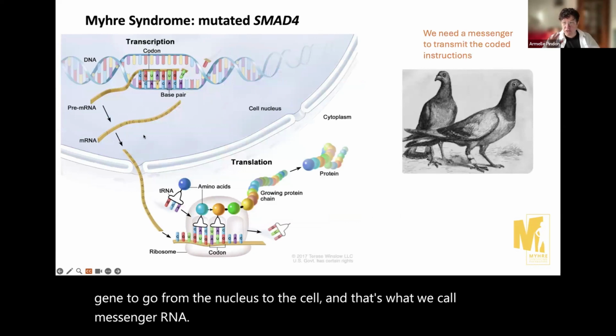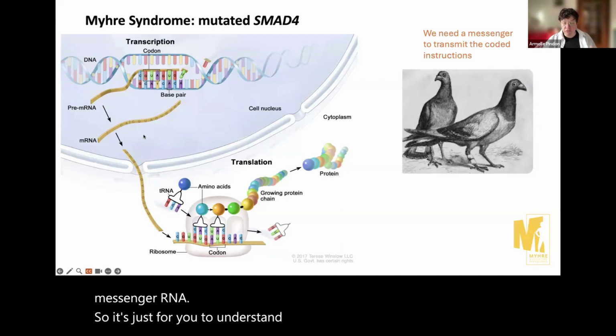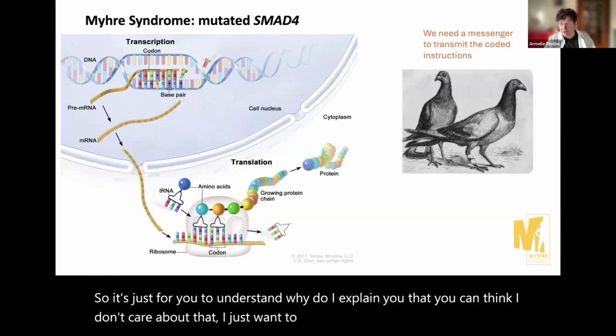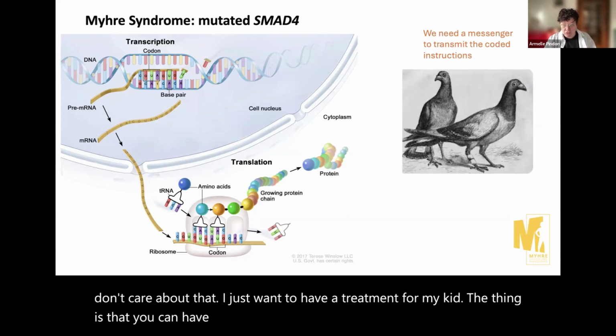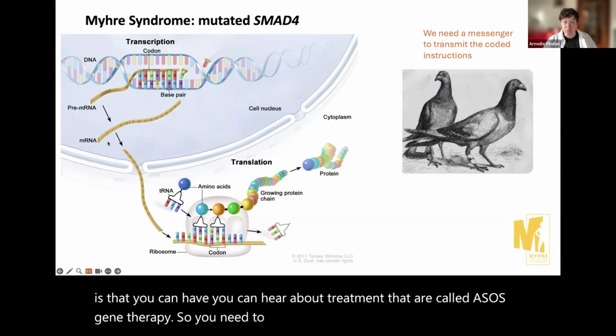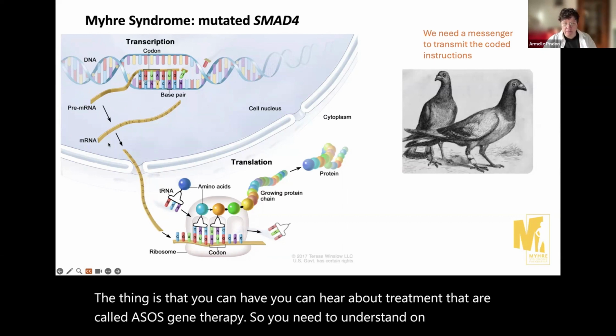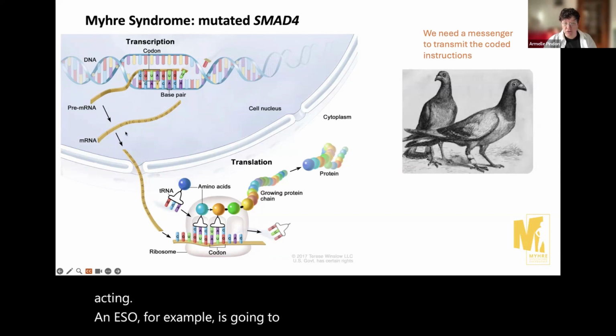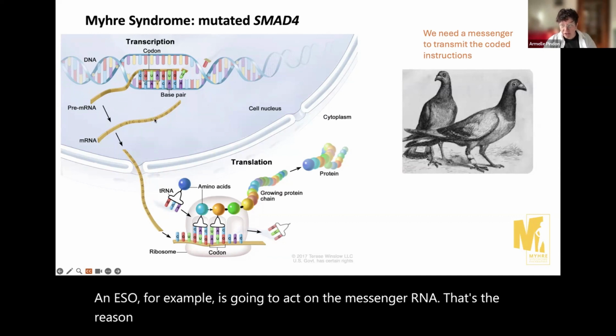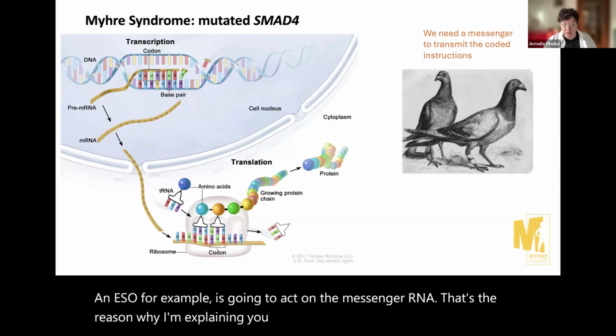So why do I explain that to you? You can think, well, I don't care about that, I just want to have a treatment for my kid. The thing is that you can hear about treatments that are called ASOs, gene therapy. So you need to understand what they are acting on. An ASO, for example, is going to act on the messenger RNA. That's the reason why I'm explaining what a messenger RNA is.